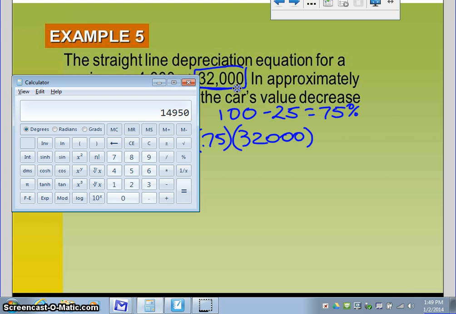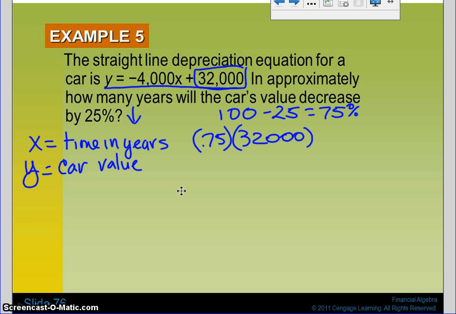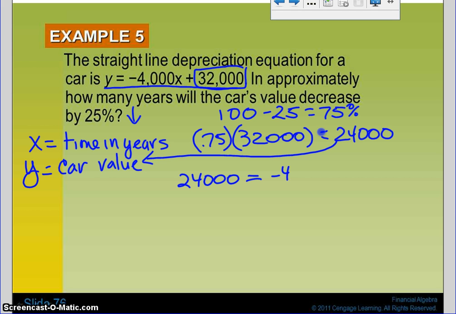So when I multiply that in together, let's find our calculator. And I've got 32,000 times 0.75. And it's asking, when will the car's value be $24,000? So remembering that y is the car value, when we plug it in, that's what's going there. So 24,000 equals negative 4,000x plus 32,000. There's our equation that we need to go ahead and solve.